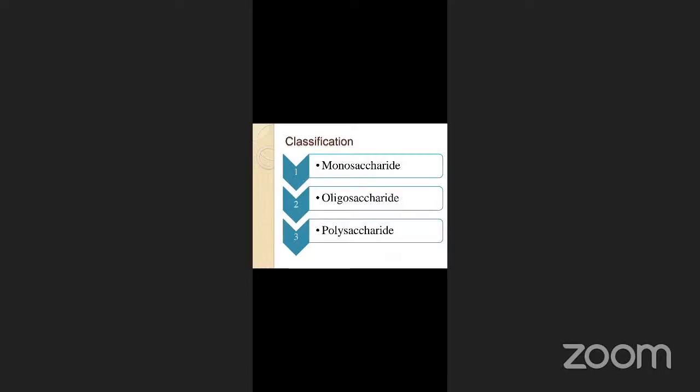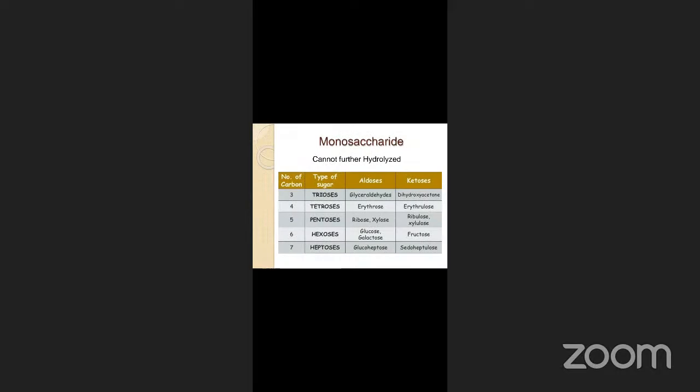Now, classification of carbohydrates. I told you about monosaccharides, oligosaccharides, and polysaccharides. Monosaccharides, where mono means single, cannot be hydrolyzed further. Suppose it is a 3-carbon compound, like glyceraldehyde. That itself is a carbohydrate. You cannot further cleave that into another carbohydrate, so it cannot undergo further hydrolysis.